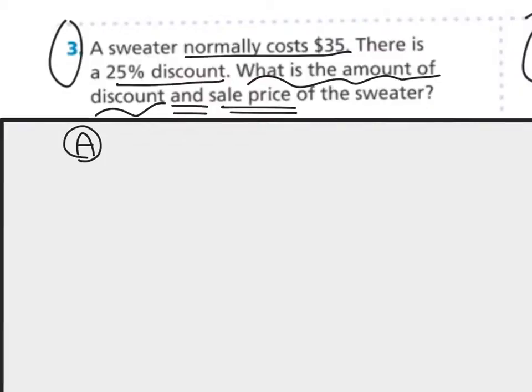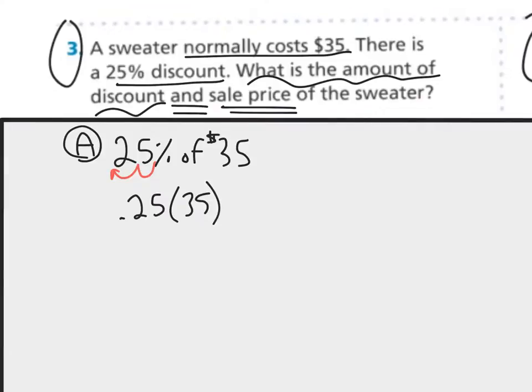Okay, so the first thing they're asking us is, what is the amount of the discount? So to find our discount, we're going to want to find what 25% of $35 is. And again, you could try to get an idea of what answer you might be expecting before you actually work it out if you'd like. So if we work that out, 25%, we can change that to a decimal and multiply by 35, which would be $8.75.